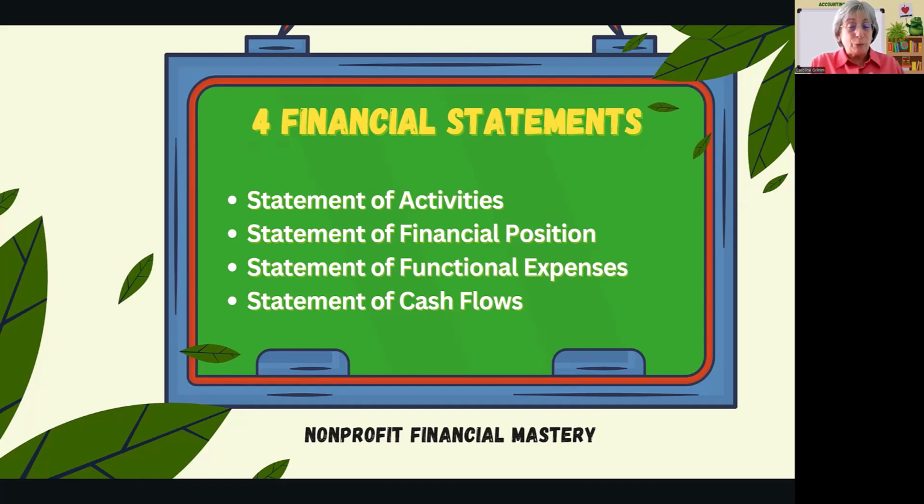For nonprofits, when we're talking about financial statements, we're talking about usually 4 different reports. The first one is a statement of activities. The second one is statement of financial position, then the statement of functional expenses, and the statement of cash flows. Each one of those shows a different view of the health and stability of the organization. So each one is important, but in a different way. It's sort of like getting a 360 scan of what's going on in your nonprofit.